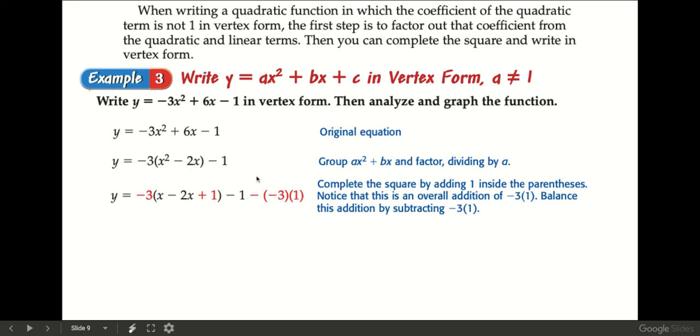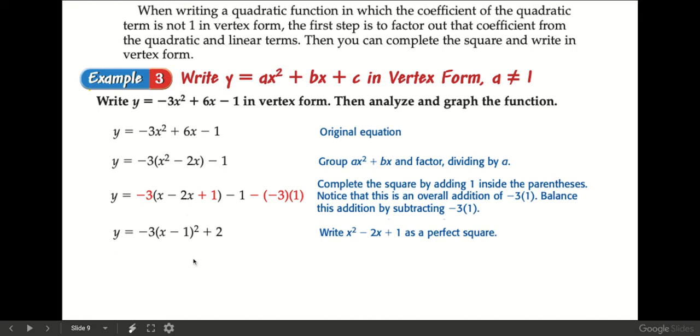So this is going to make it balance out. So again, this is the equivalent of subtracting 3, and this will be the equivalent of adding 3. So again, they will balance each other out in the equation. Now it just takes time to simplify it. So now I have to rewrite this as a perfect square. So it's going to be negative 3 x minus 1 squared. And then I'm going to go ahead and simplify this part. So this is going to be minus 1 plus 3. So minus 1 plus 3 is plus 2.